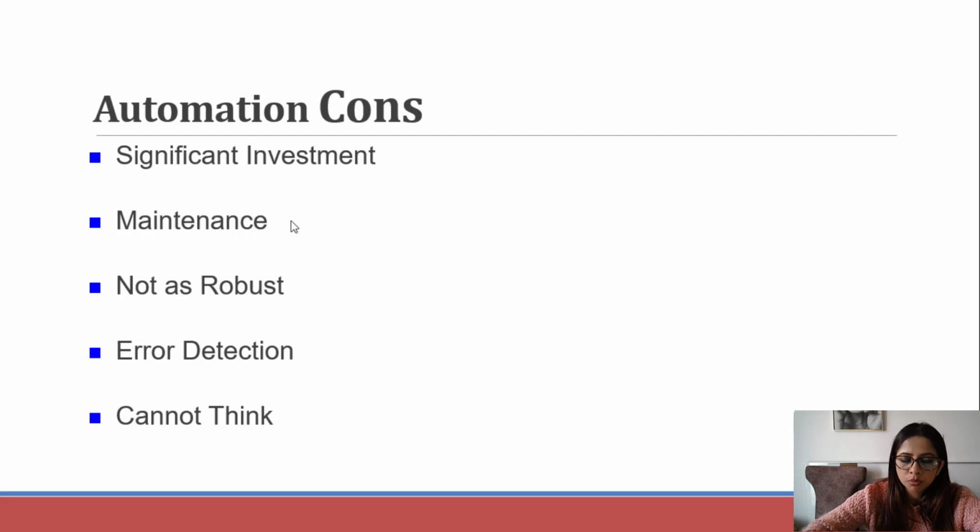Not as robust, because automation can only perform the set of actions which it has been meant for, or for which it has been written. So we cannot just rely completely on it, because it is only going to test what you have asked it to. So that is the problem. It is not as robust. Error detection: it can only detect errors which are written in the code.